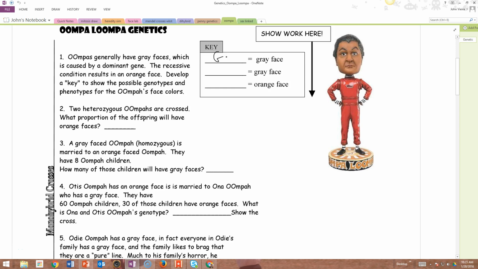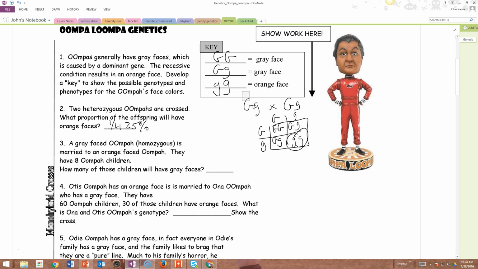All right, so to have a gray face, you can either be dominant, because gray is dominant over orange face, or you can be heterozygous. The only way to have an orange face for that trait is to have two homozygous recessive alleles. So two heterozygous Oompas are crossed. You're looking at a monohybrid cross, right? That's going to give you that famous 3-to-1. Gray, gray, gray. There's your orange right there. 1 out of 4, 25%.